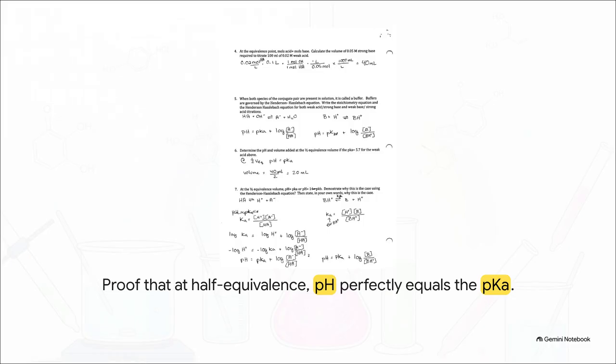Exactly halfway to the equivalence point volume, the concentration of the acid perfectly equals its conjugate base. In the Henderson-Hasselbalch equation, the log of 1 is just 0, which means, right at that halfway volume, the pH of our solution perfectly equals the pKa of our weak acid. It's an incredibly elegant way to identify an unknown weak acid straight from your data.